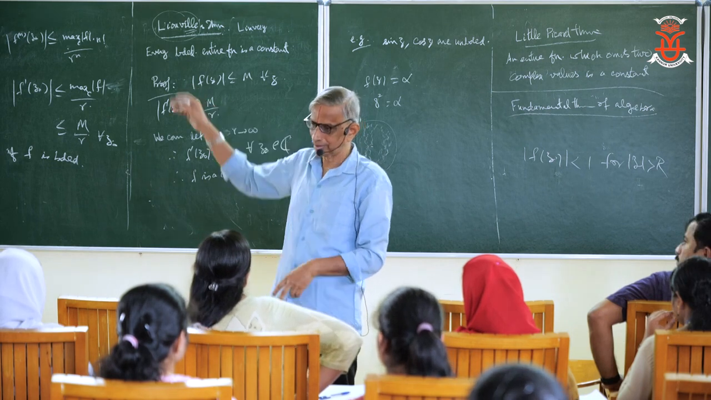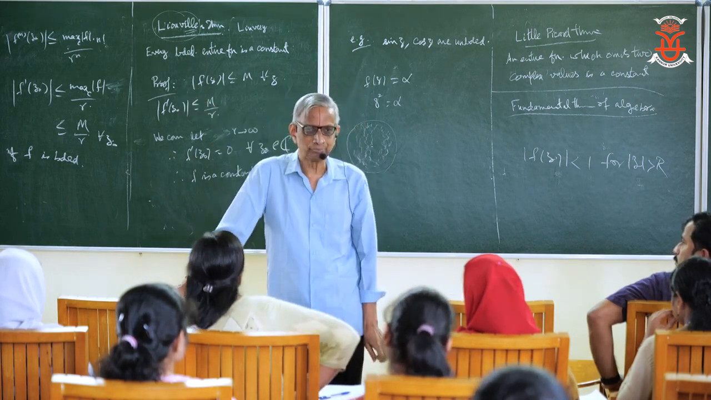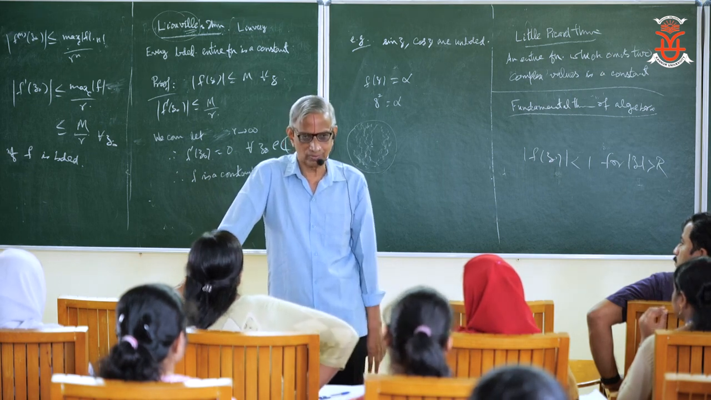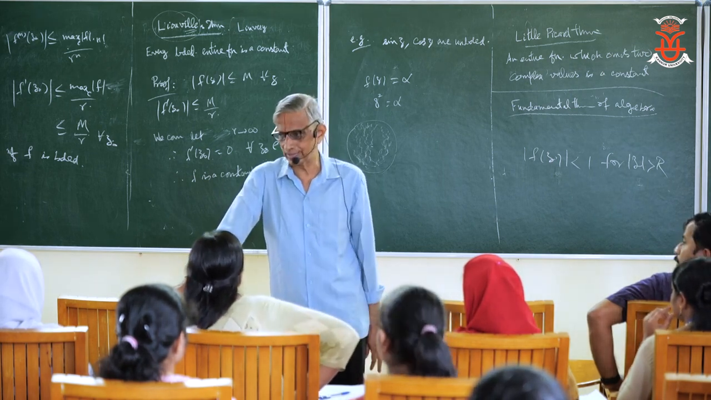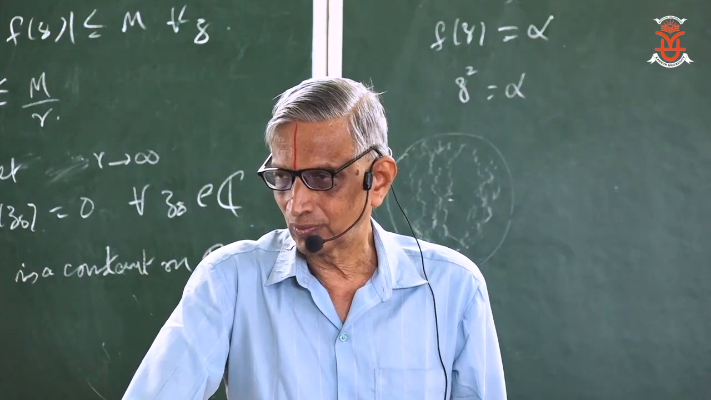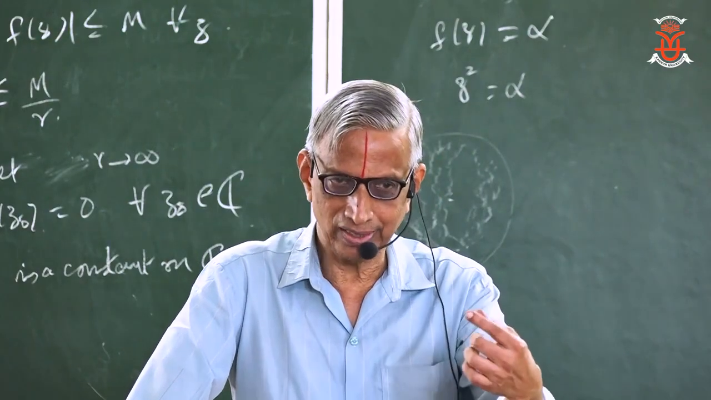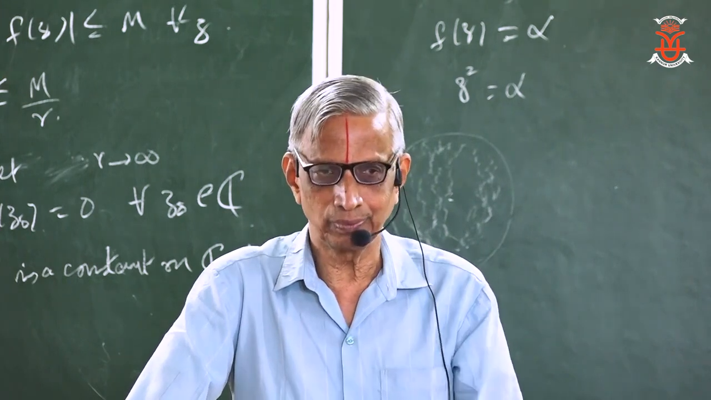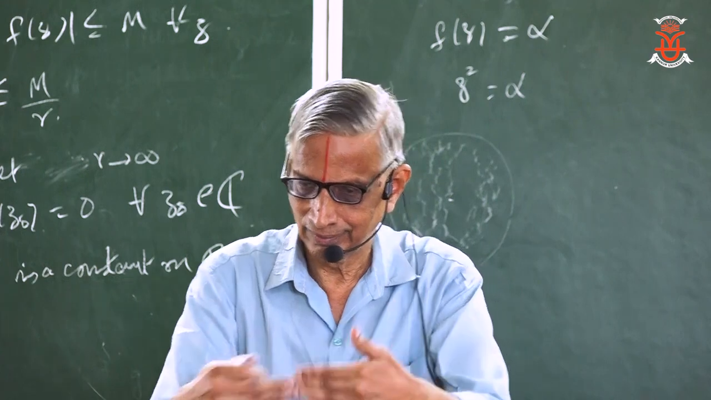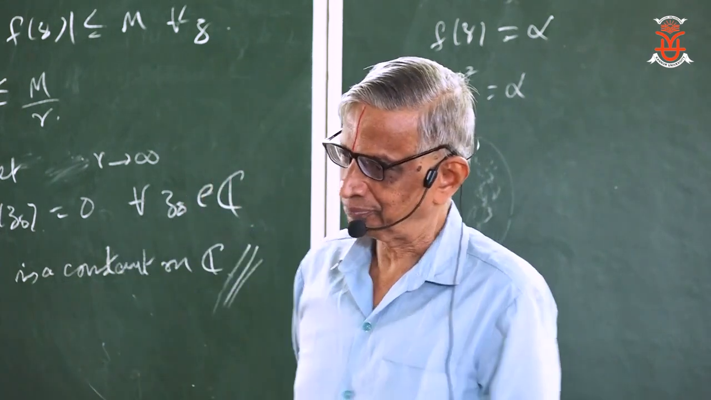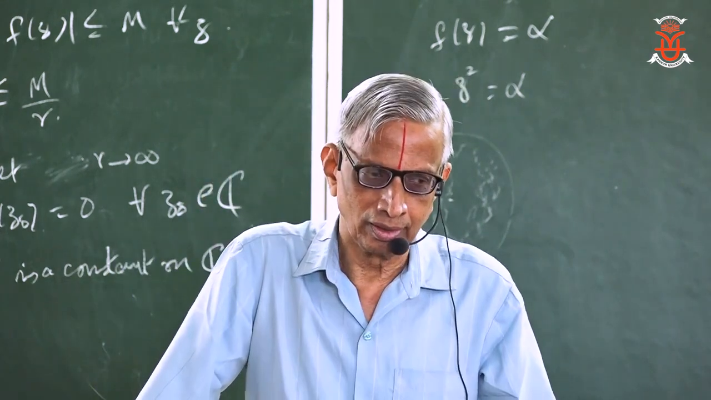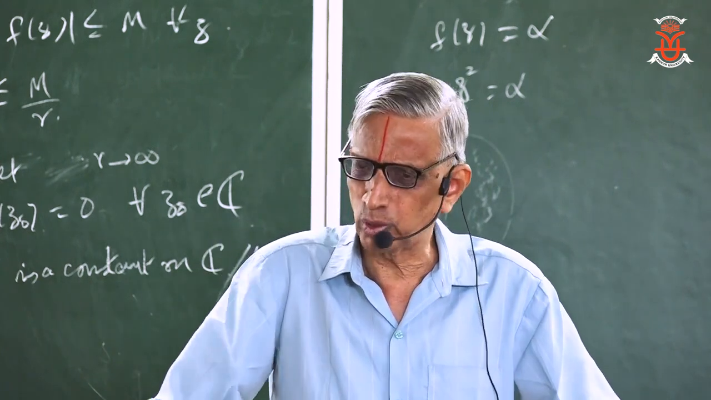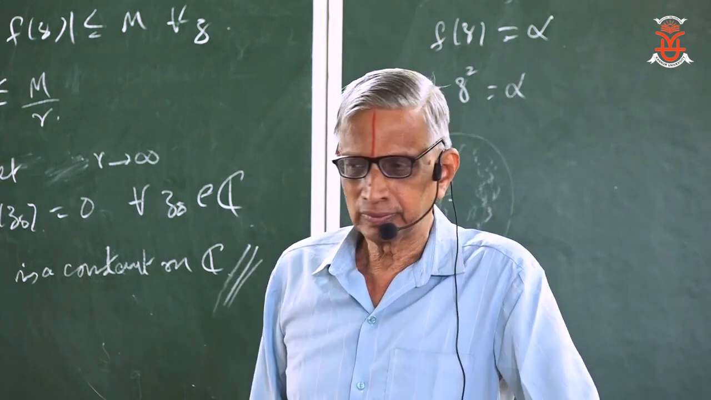And then invoke Liouville's theorem. So the conclusion is that 1 over p(z) is a constant, which means p(z) is a constant. So we started with the assumption that p(z) is not a constant. We conclude that p(z) is a constant. So, clash. That's the proof. This is the proof that you normally see, I suppose, in your courses.